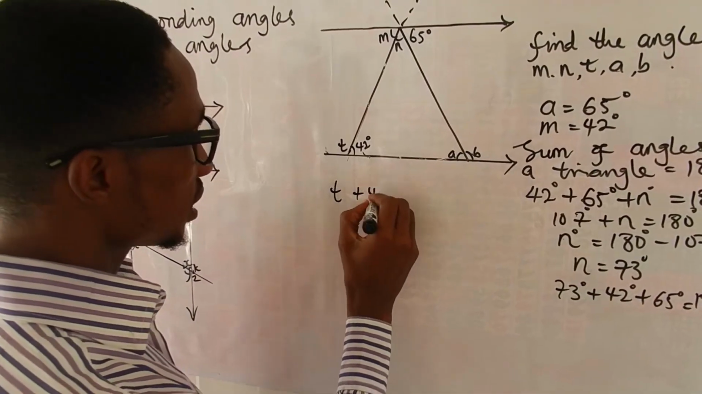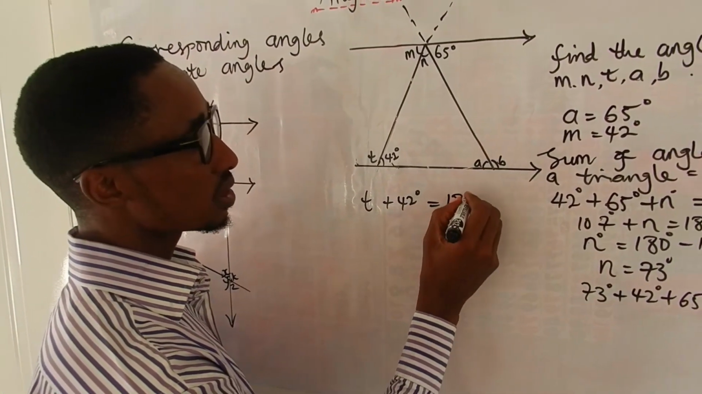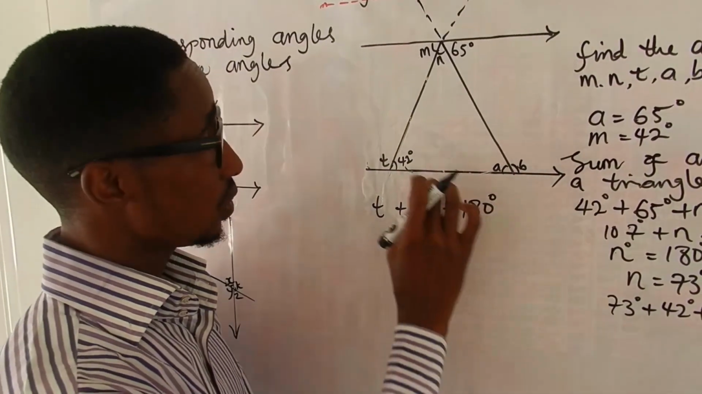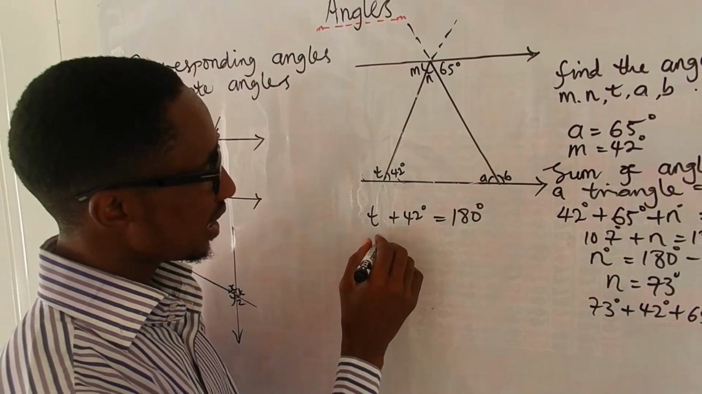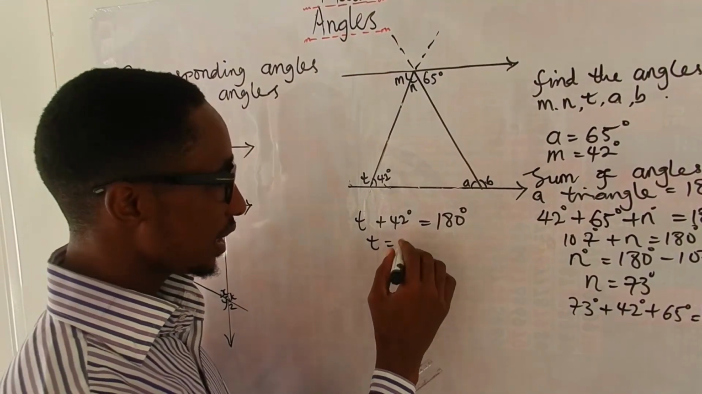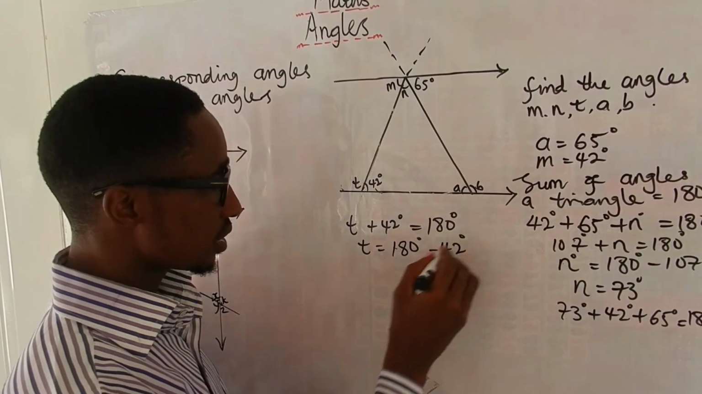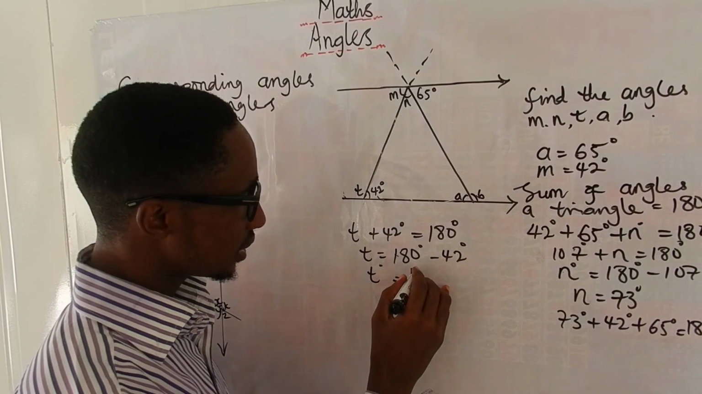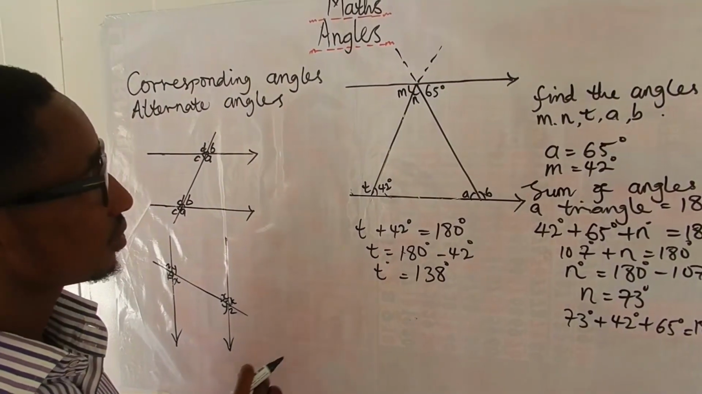T plus 42 degrees equals 180 degrees, because I'm dealing with a straight line angle, which is 180 degrees. So I have T equals, I take this over to the side, 180 degrees minus 42 degrees. This gives me T equals 138 degrees. So this is the value of T.